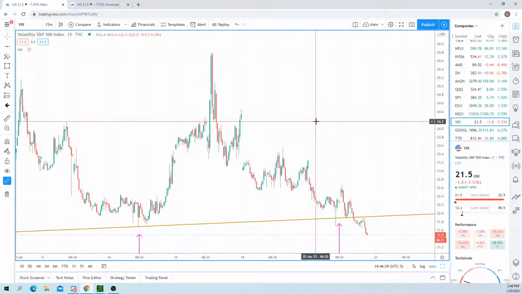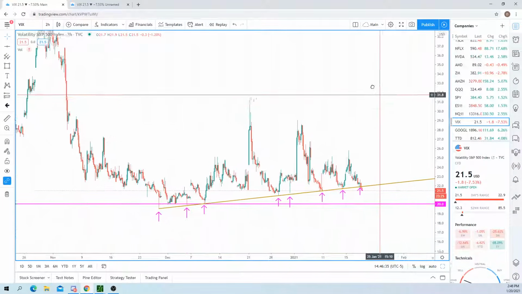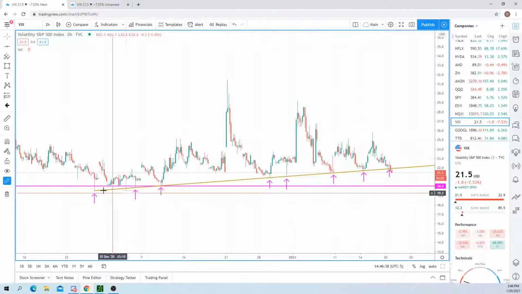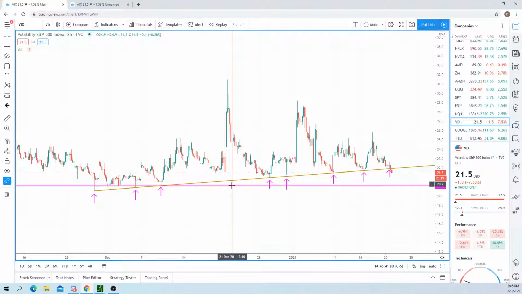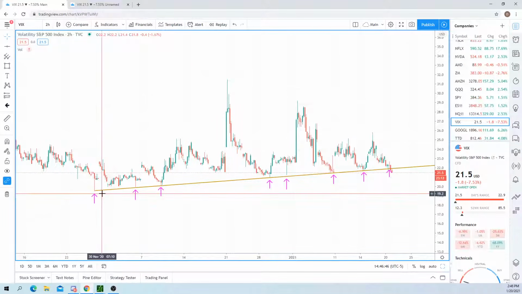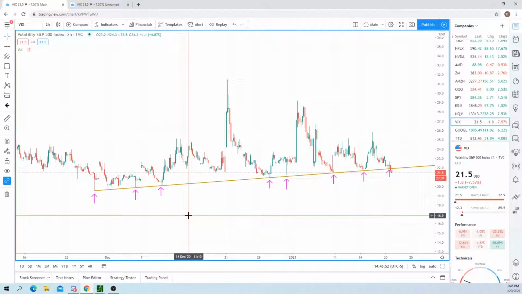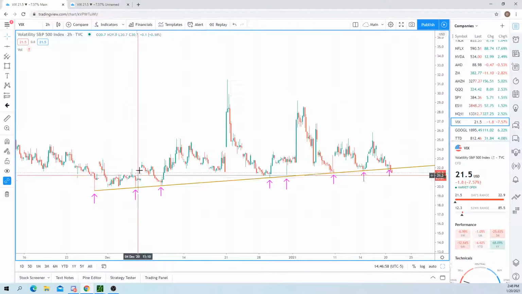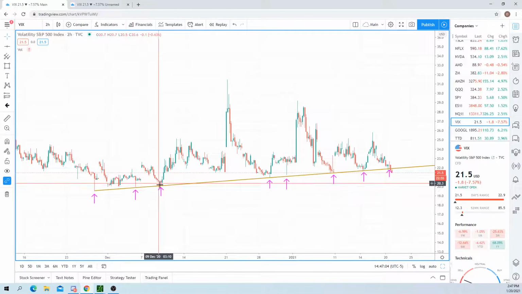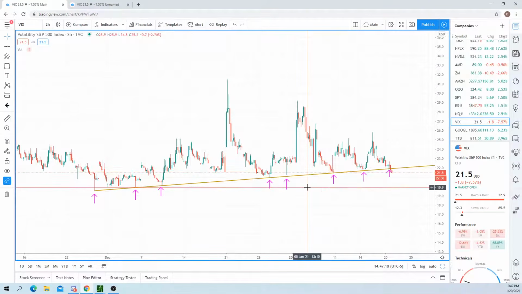Okay, so this is real time, right? And we can see here clearly that the VIX has been using this trend line as an area of support. Okay, so let me take this away. Every time the VIX has tested this trend line, the S&P 500 sees resistance. So when the VIX bounces, chances are the S&P will head lower. Every time VIX bounces at this trend line, the S&P moves lower.